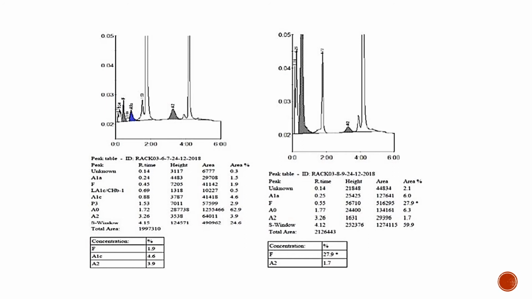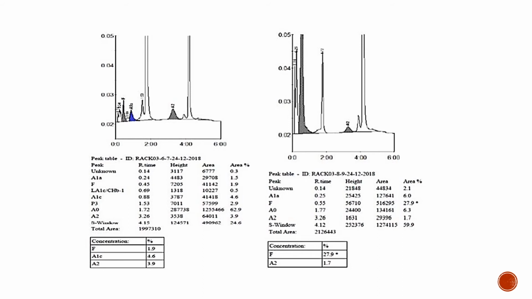Now, the graph on the left hand side shows that there is 24.6% hemoglobin in the S window and 3.9% in the A2 window and 62.9% in the A0 window. A0 is the normal adult hemoglobin, which is composed of alpha 2 beta 2. S is obviously the mutated one. So we can see it is 24.6%. So what will be the diagnosis in such a case? We will diagnose it as a sickle cell trait.